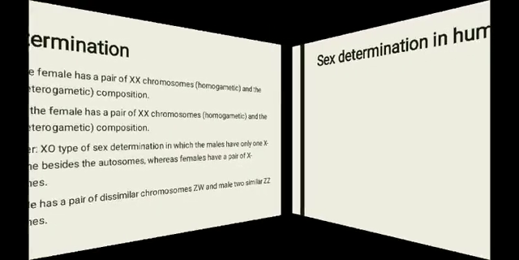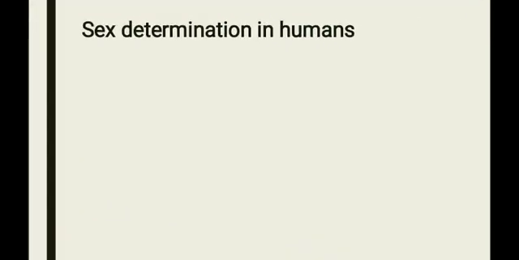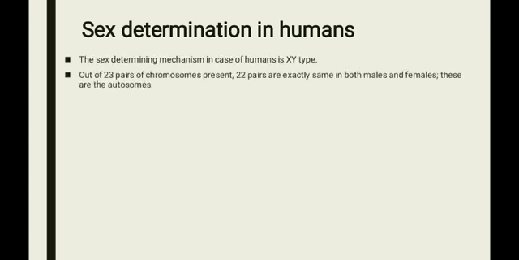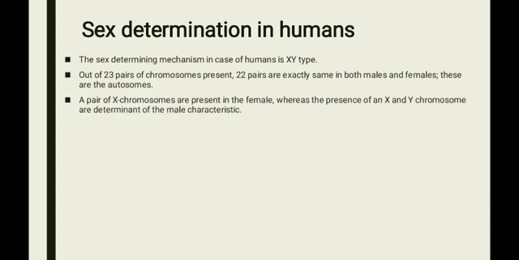Next is sex determination in humans. The sex determining mechanism in the case of humans is XY type. Out of 23 pairs of chromosomes, 22 pairs are exactly the same in both males and females. These are called autosomes. A pair of X chromosomes is present in a female, whereas the presence of an X and a Y chromosome is determinant of the male characteristic.